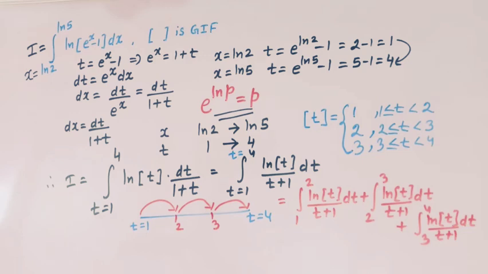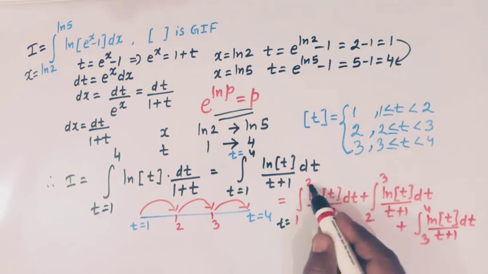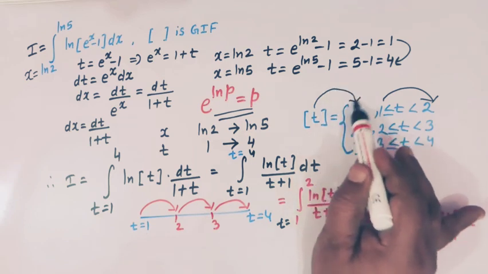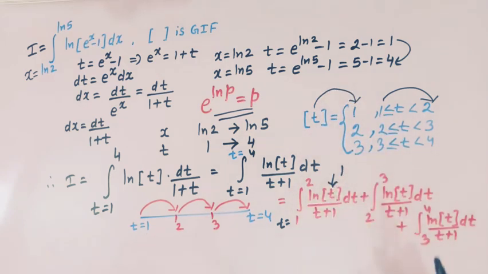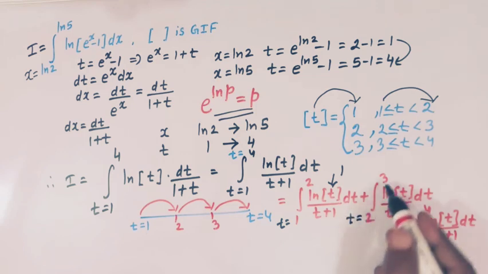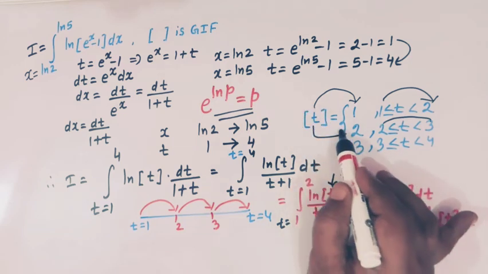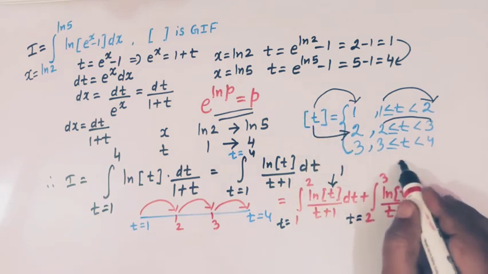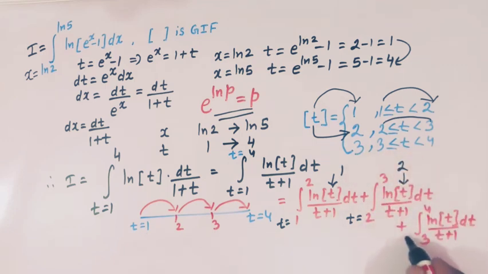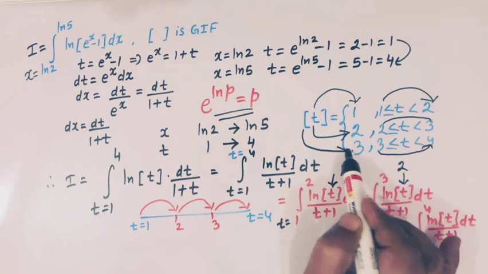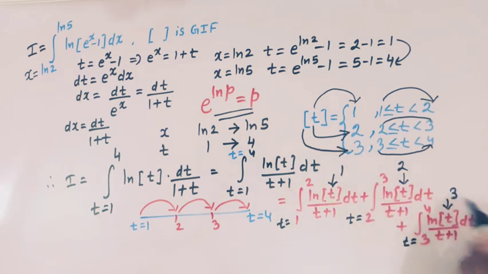Okay, so now when t varies from 1 to 2, the value of greatest integer t is 1. So here we'll have 1. When t varies from 2 to 3, then the value of greatest integer t is 2. So here we'll have 2, and when t varies from 3 to 4, then the value of greatest integer t is 3. So here we'll have 3, right?